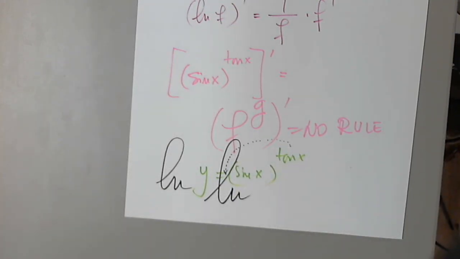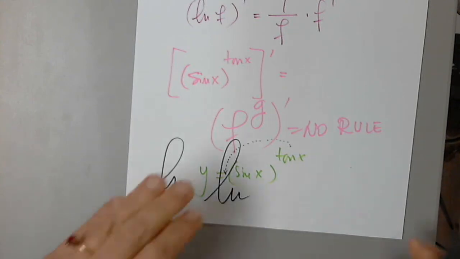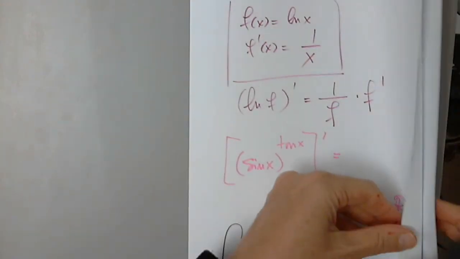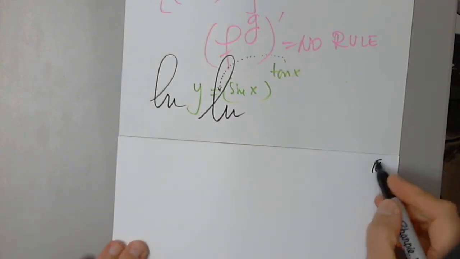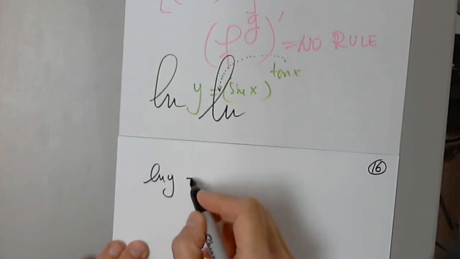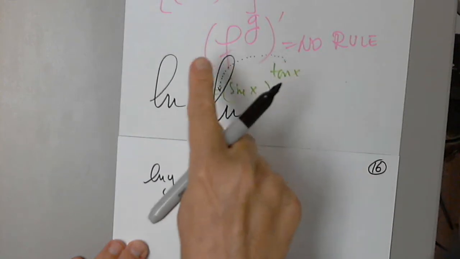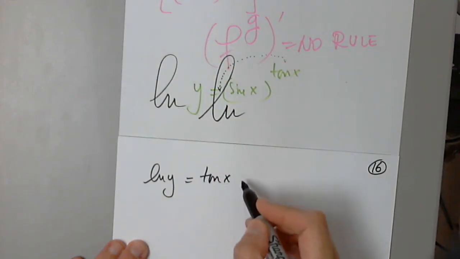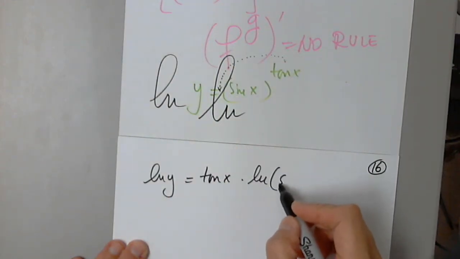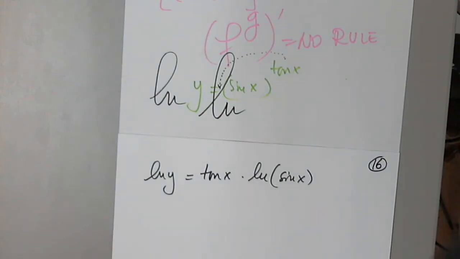We apply natural log to the left, and we apply natural log to the right. Okay, so then the left-hand side is natural log y, and the right-hand side is tangent x times natural log of sine x. So let's stop for a moment. Do we remember this property?